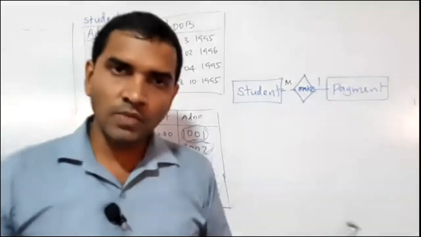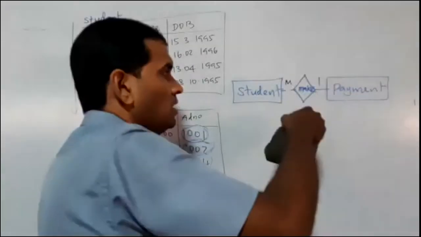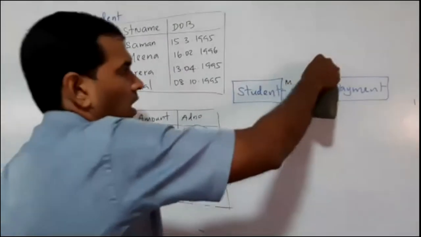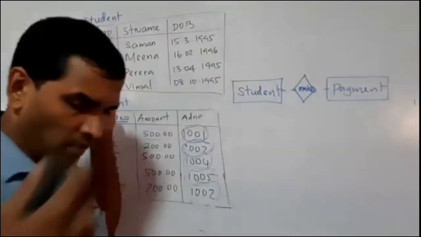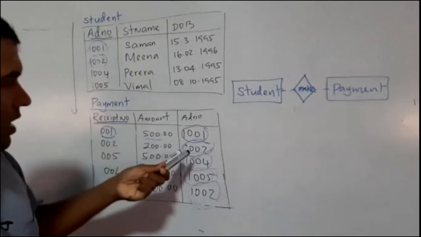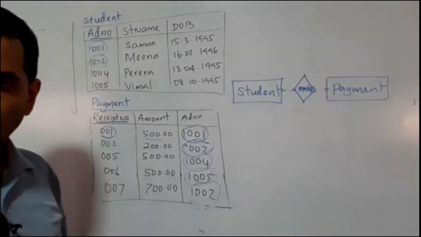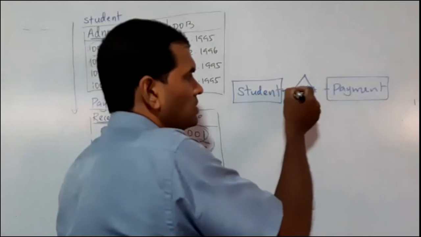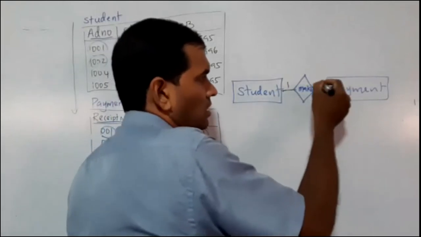In some other table, this may be okay, but here it can't be, because according to this data, the data in student table has many data in payment table. So on this side, it must be one. Here, it must be many.